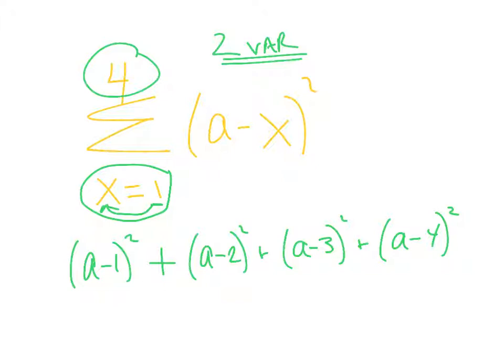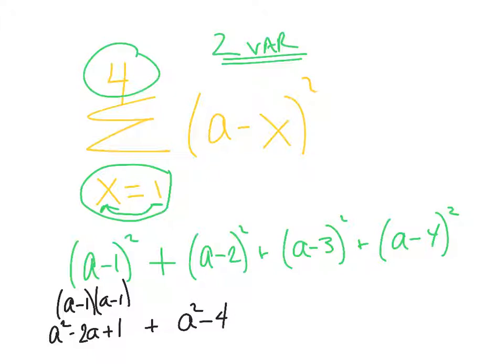Now, what does it mean to square? A square, of course, means multiply it by itself. It does not just mean randomly square a term. Multiply it by itself. So I've got a squared minus 2a plus 1 plus a squared minus 4a plus 4 plus a squared minus 6a plus 9 plus a squared minus 8a plus 16.